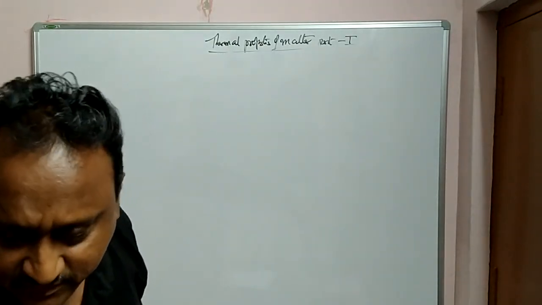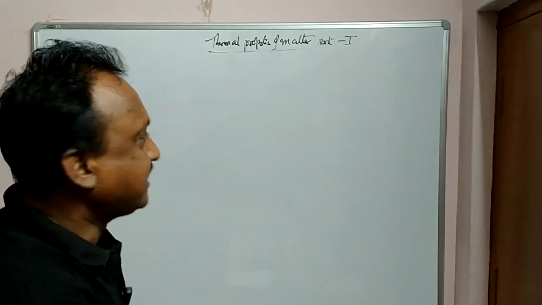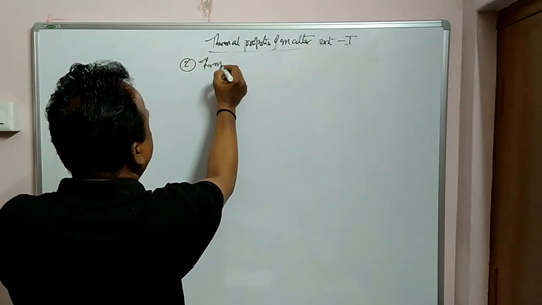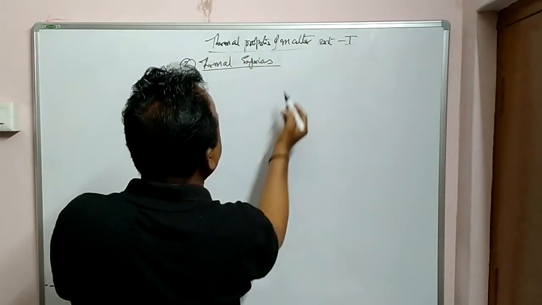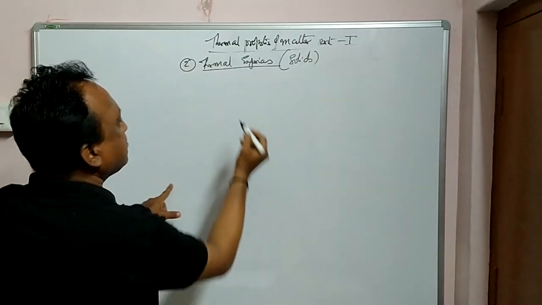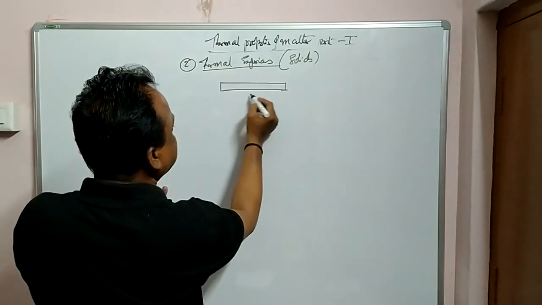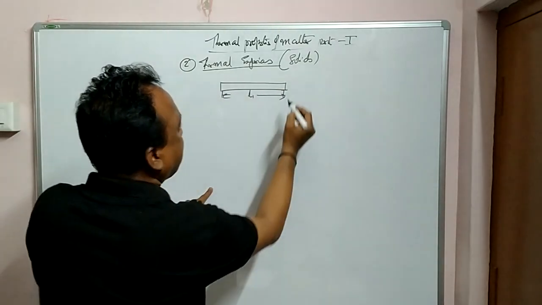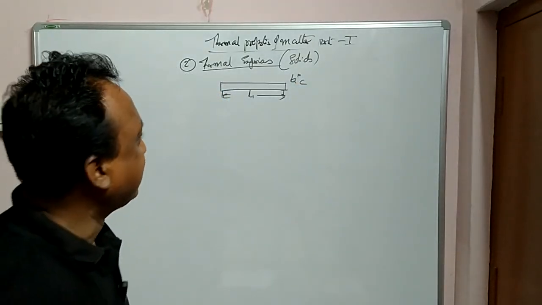Let us go to the next one, second part of the thermal property, that is expansions. Okay, thermal expansion, second part. Thermal expansions. See, we all know in solids you can see, suppose this is the length of a rod, original length L1 at T1 degrees centigrade. Okay, at T1 degree centigrade.